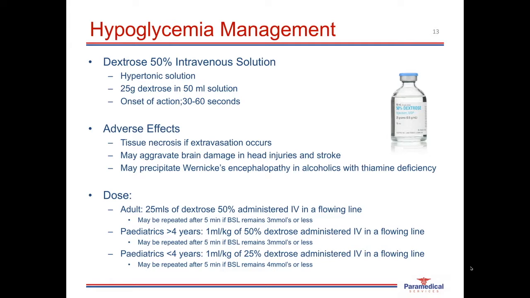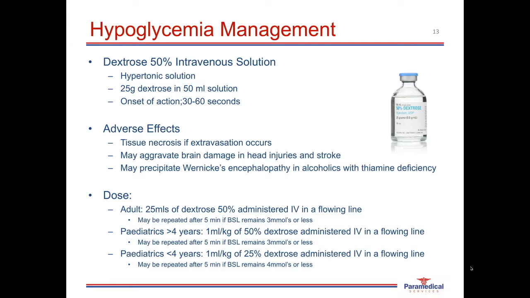We administer it in a free-flowing IV line. This may be repeated after 5 minutes if the blood sugar levels remain under 3 millimoles or less. In the pediatric patients above 4 years of age, we do 1 ml per kg of body weight of a 50% dextrose solution. We administer this IV in a flowing line, and this may be repeated after 5 minutes if blood sugar levels remain 3 millimoles or less.